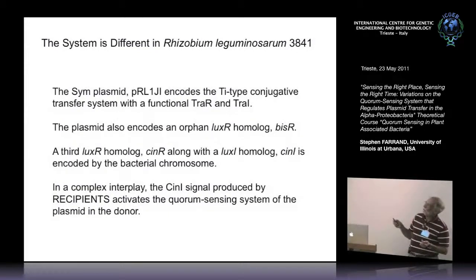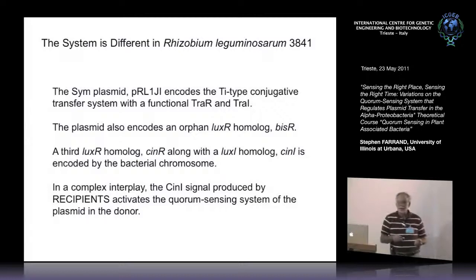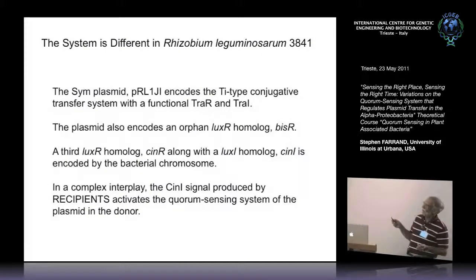So the Sym plasmid, which is pRL1JI, encodes the Ti plasmid type conjugative transfer system. He would call it a rhizobium-like conjugative transfer system. It has a functional TraR and has a functional TraI. The gene arrangements are virtually the same as they are on the Ti and Ri plasmids. The plasmid also encodes an orphan LuxR homolog called BisR.